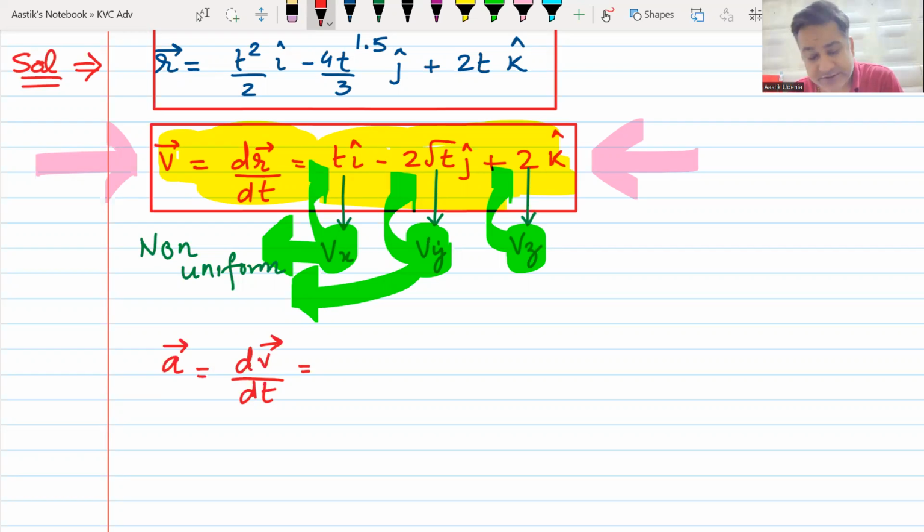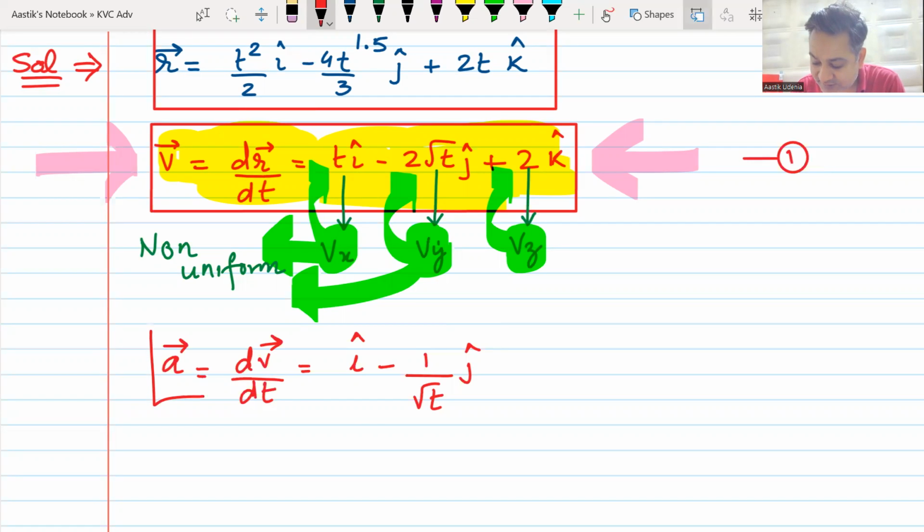How have you differentiated it? No, it will not come minus t. It will come i. Derivative of t is 1. dt by dt. i minus 1 by root t j. This is the acceleration that you will get. Yes or no? I've just differentiated equation number 1. Do we understand this? Yes or no?